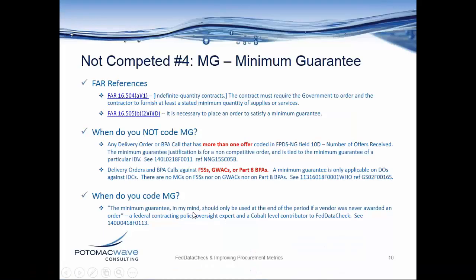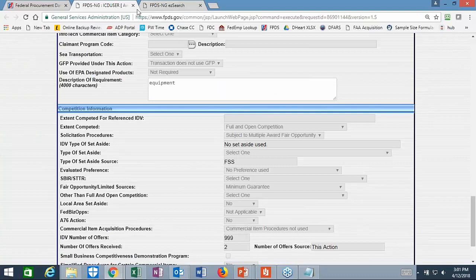So here's the best quote on this. I'm not going to quote her, but she's an expert person at Interior involved in policy oversight. The minimum guarantee, in my mind, should only be used at the end of the period if a vendor was never awarded an order. And just to show you what one would look like there.